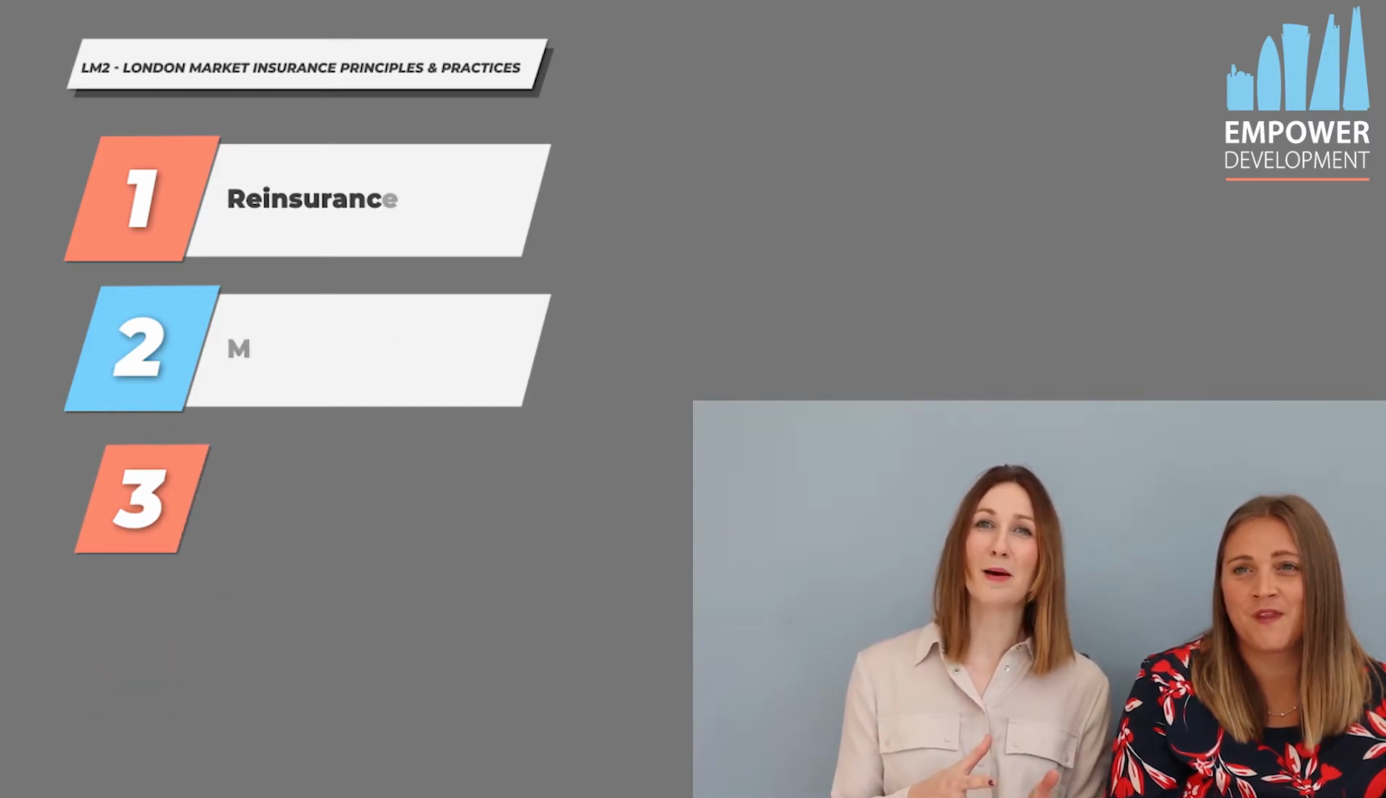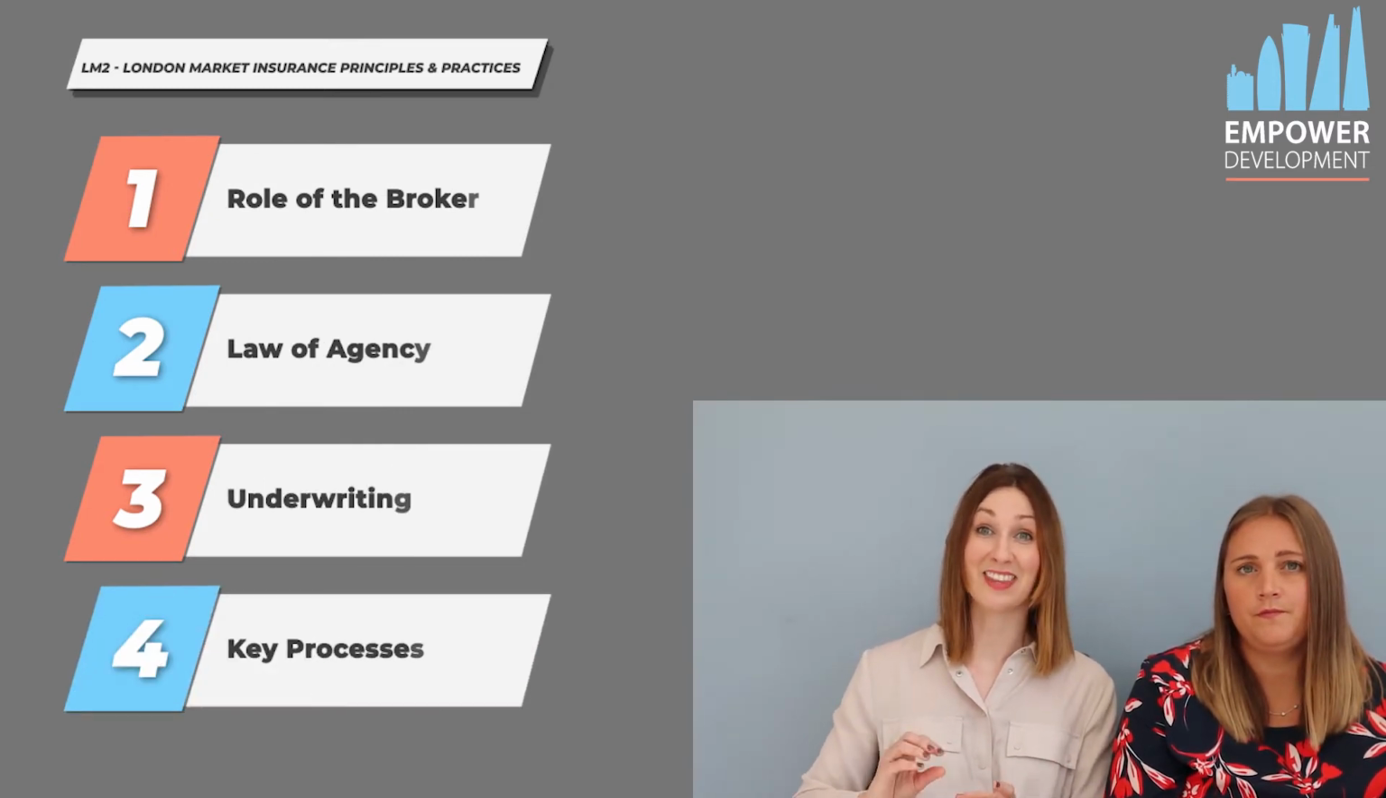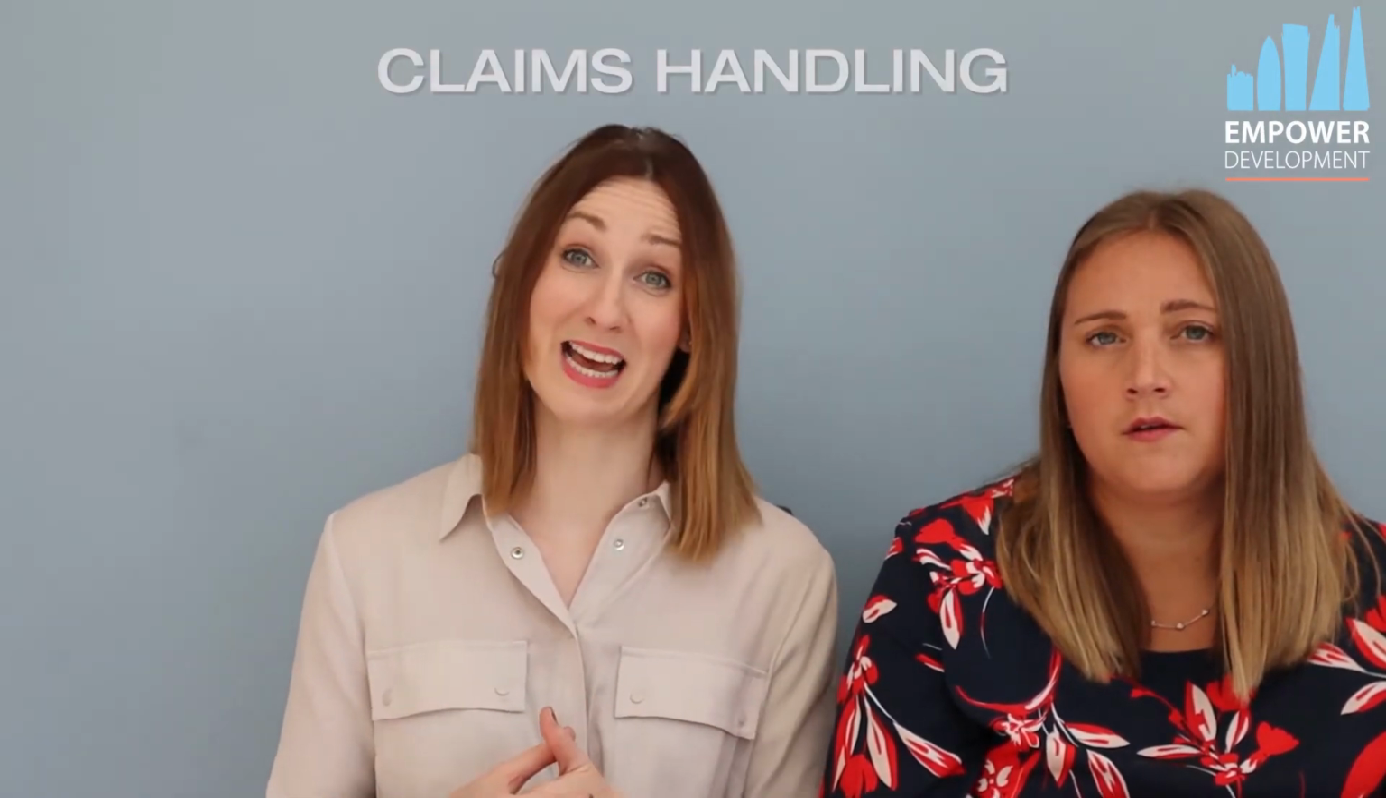It then goes on to talk a little bit about insurance intermediation, so talking about the role of a broker again and the law of agency, as well as underwriting and the key processes. So we look at the business processes that underwriters typically go through. Then finally, towards the end of the book, we look at delegated authority in a bit more detail, and then there's a big chapter at the end on claims handling.